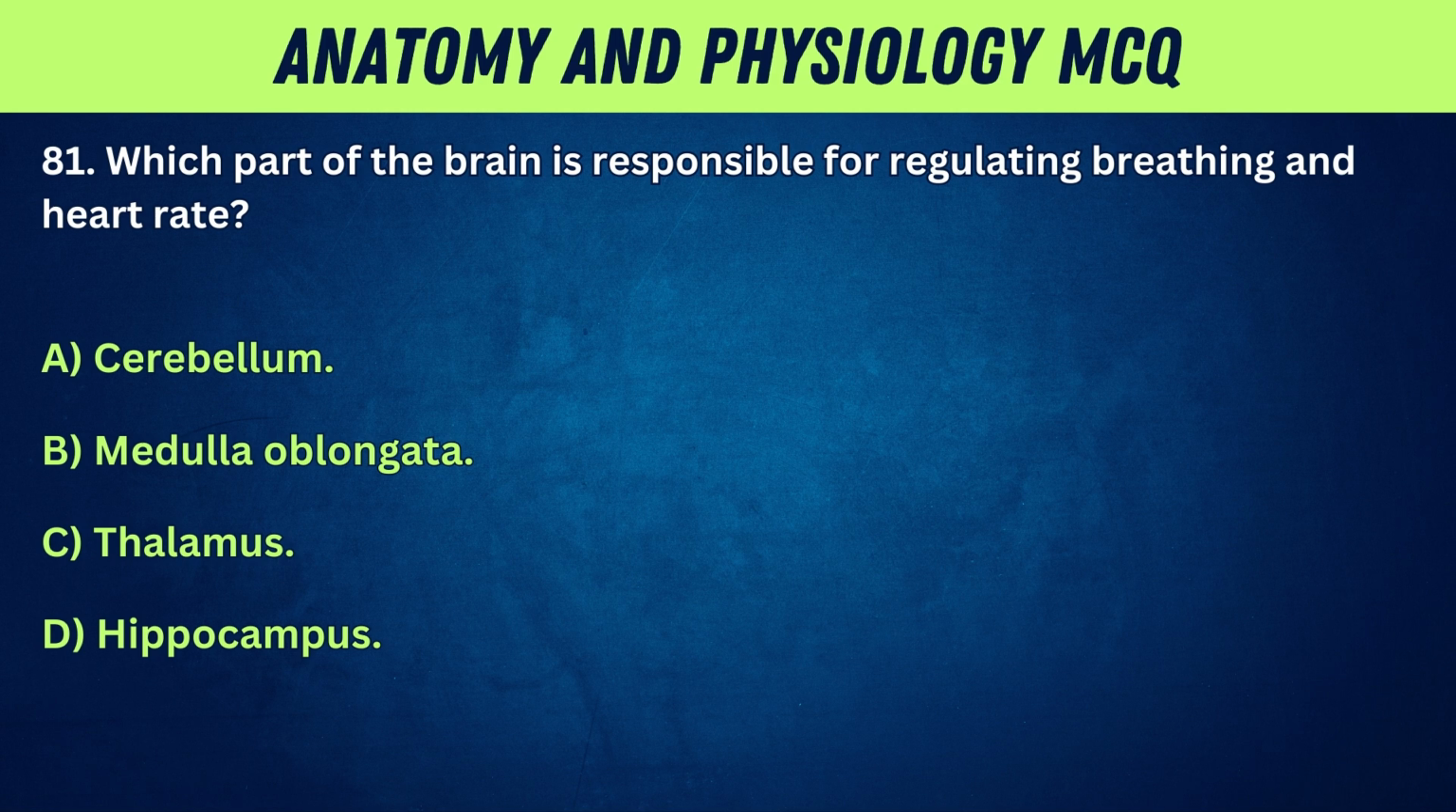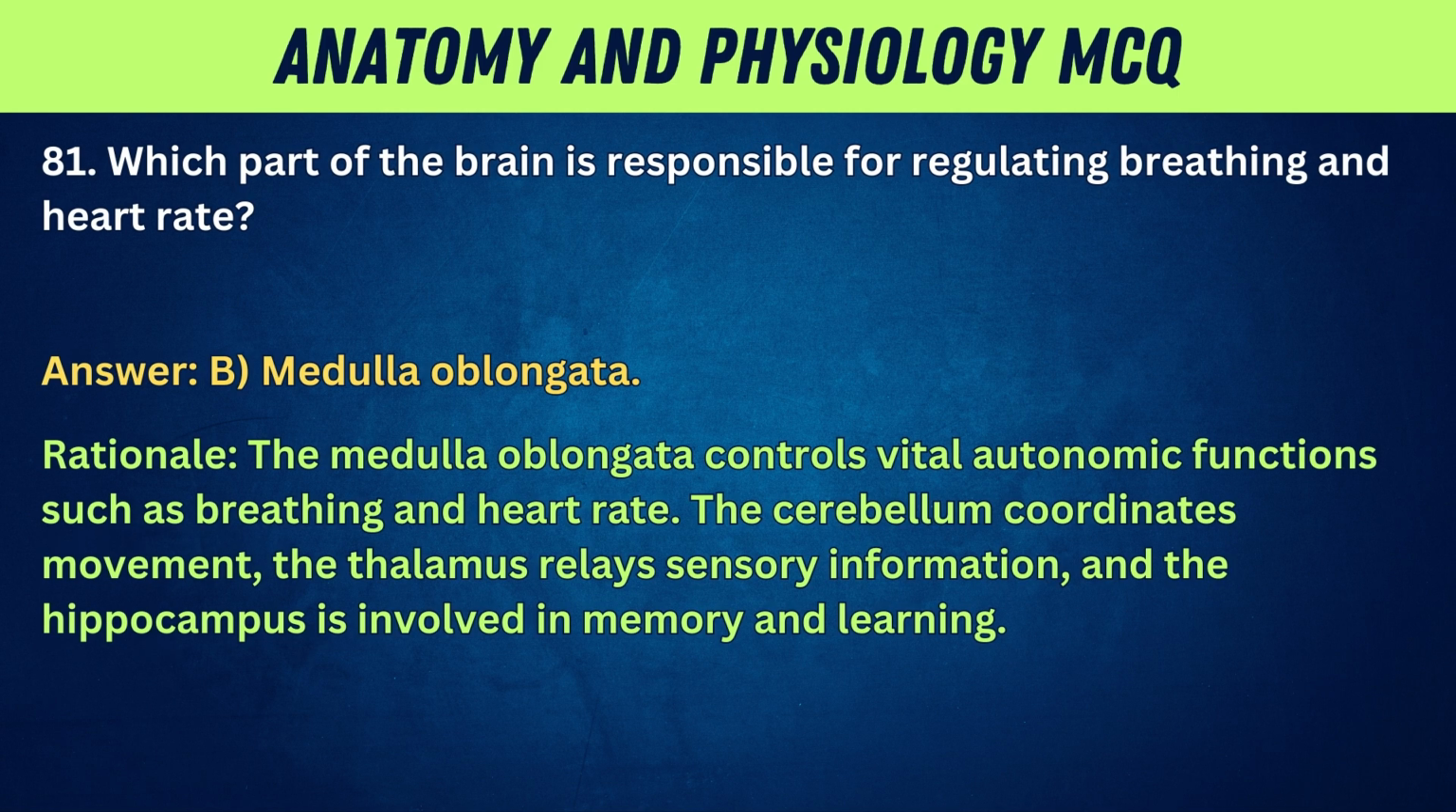81. Which part of the brain is responsible for regulating breathing and heart rate? A. Cerebellum. B. Medulla oblongata. C. Thalamus. D. Hippocampus. Answer: B. Medulla oblongata. Rationale: the medulla oblongata controls vital autonomic functions such as breathing and heart rate. The cerebellum coordinates movement, the thalamus relays sensory information, and the hippocampus is involved in memory and learning.